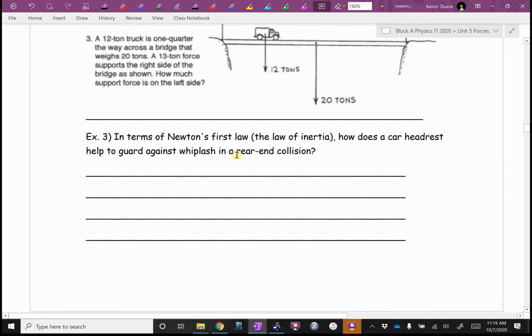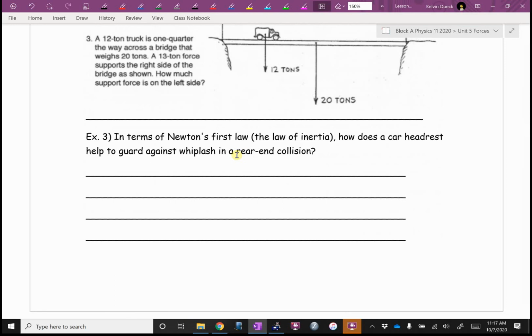In terms of Newton's first law, the law of inertia, how does a car headrest help guard against whiplash if you're in a rear-end collision? And think of the subway sleeper video that I showed you. Your head has a fair bit of mass. It would stay, quote, at rest, but your body would get thrown forward. Now, you would think your head got flipped back. It did not. Your body gets thrown forward. We'd like your head to stay with your body.